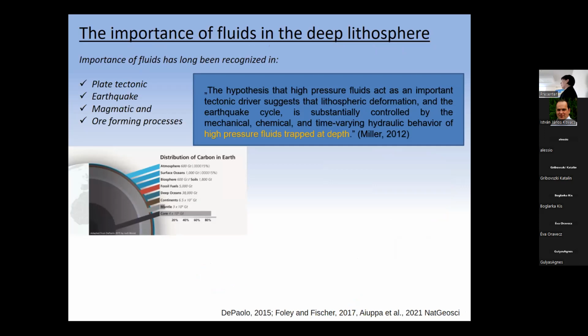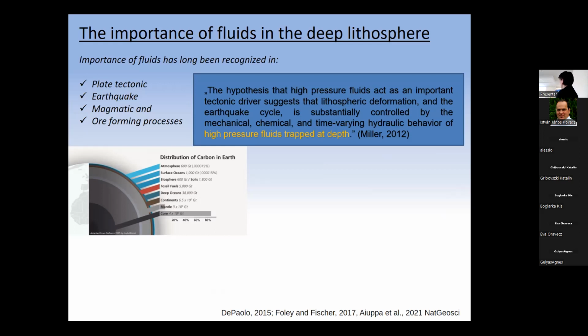But now I'm not going to talk about the geohydrological cycle and the oceans, whatever. We all know that they are important. I'm going to focus on the high pressure fluids. Why? Let me quote Miller, a very nice paper of Miller who reviewed the importance of fluids in the geophysical approaches. So let's quote him.